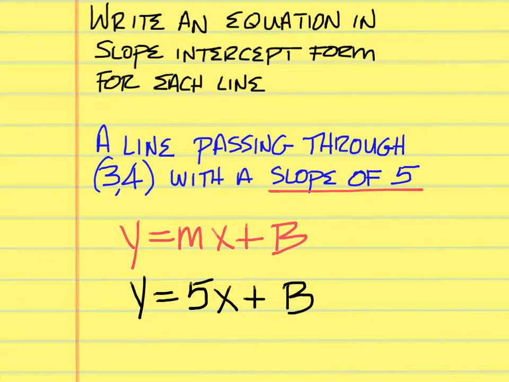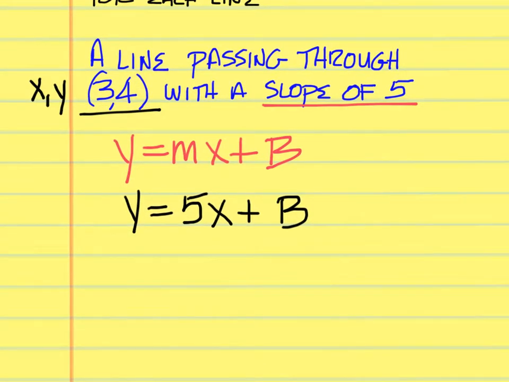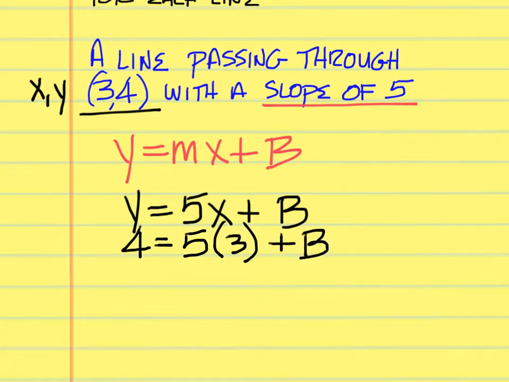But you're also given a point, 3, 4. Remember that point is x, y. So you know the value of x and the value of y that you can plug in. Y is 4 and x is 3. So the only thing you're left with that's missing is b, and you need to solve for that. So solve that equation for b.